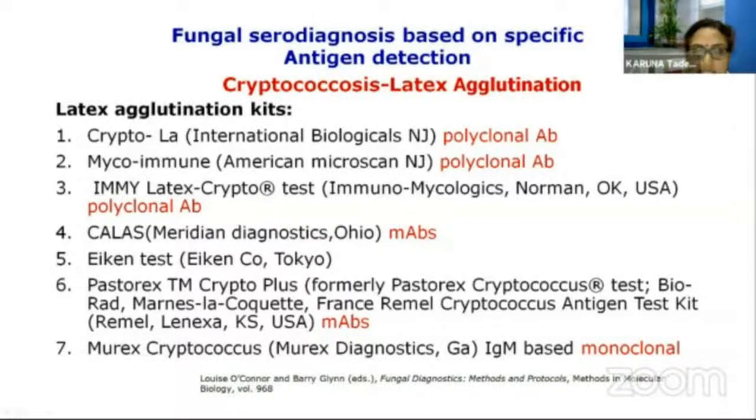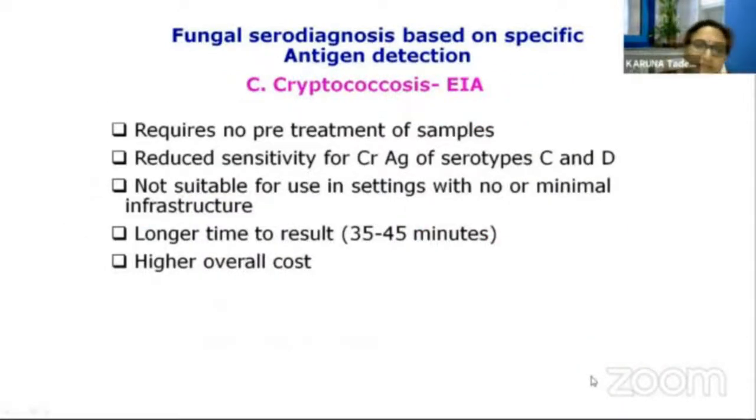But the Calas test is slightly costlier, and the ICAN test is also available. Then Pastorex Crypto Plus is also commercially available, and again it uses monoclonal antibodies. Murex Cryptococcus IgM-based also uses monoclonal antibodies.